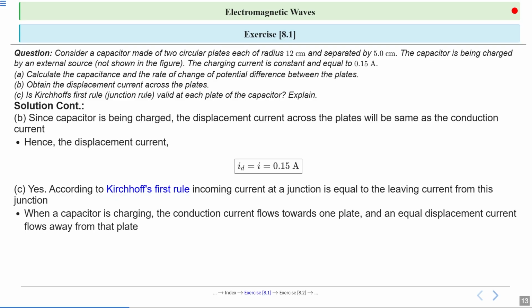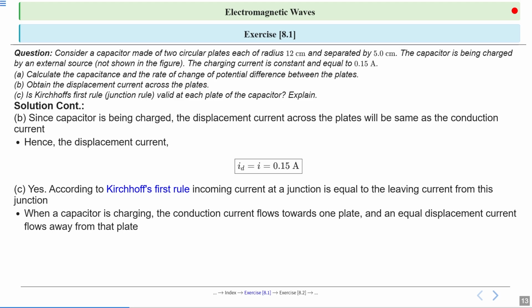So when a capacitor is charging, a conduction current flows towards one plate and an equal displacement current flows away. Displacement current is a hypothetical term, but we consider it as current. If we are considering the region around one plate, conduction current will be entering the plate, and displacement current, which is produced due to the change in electric field between the plates, will be flowing away from that plate.